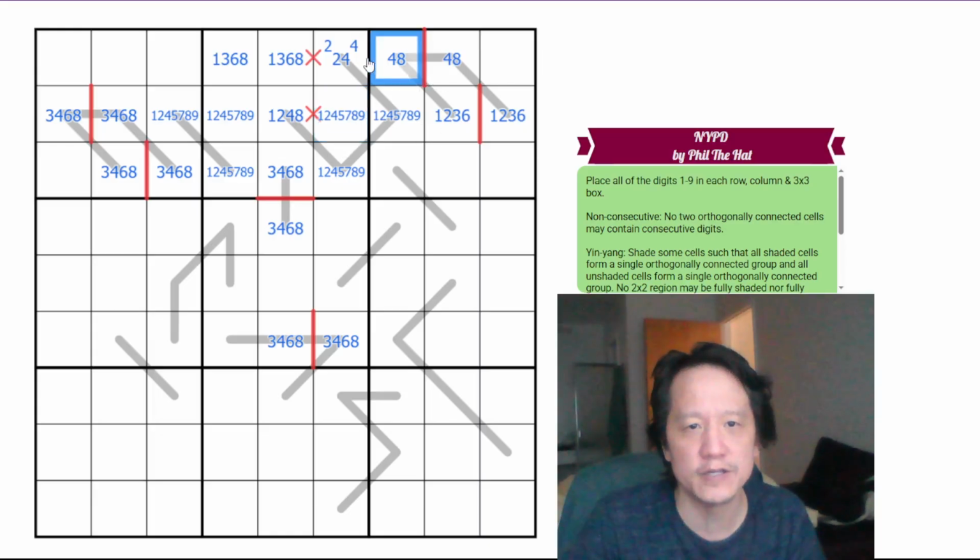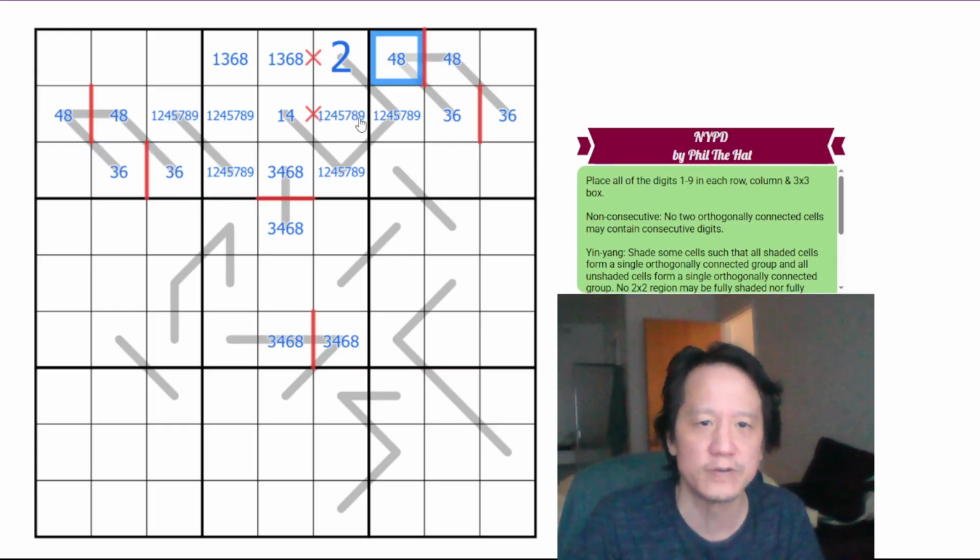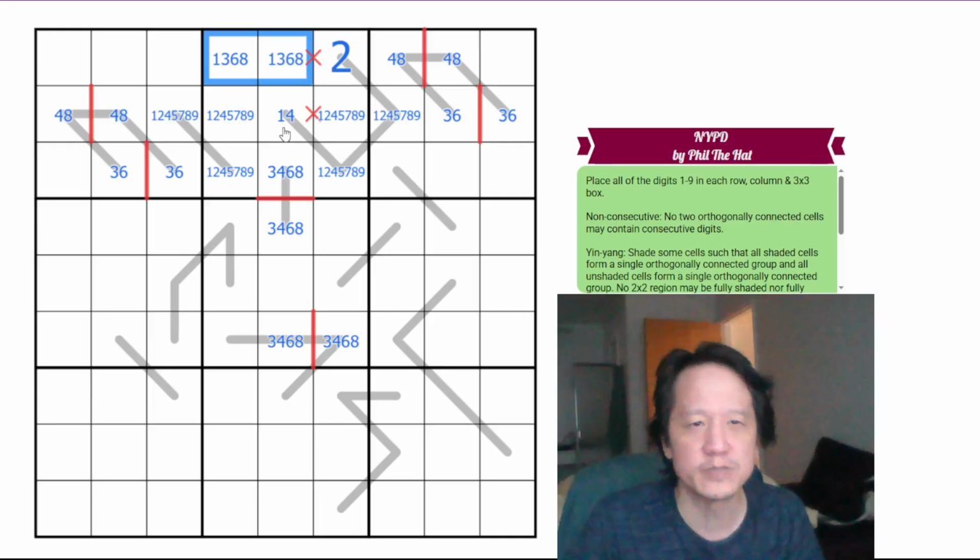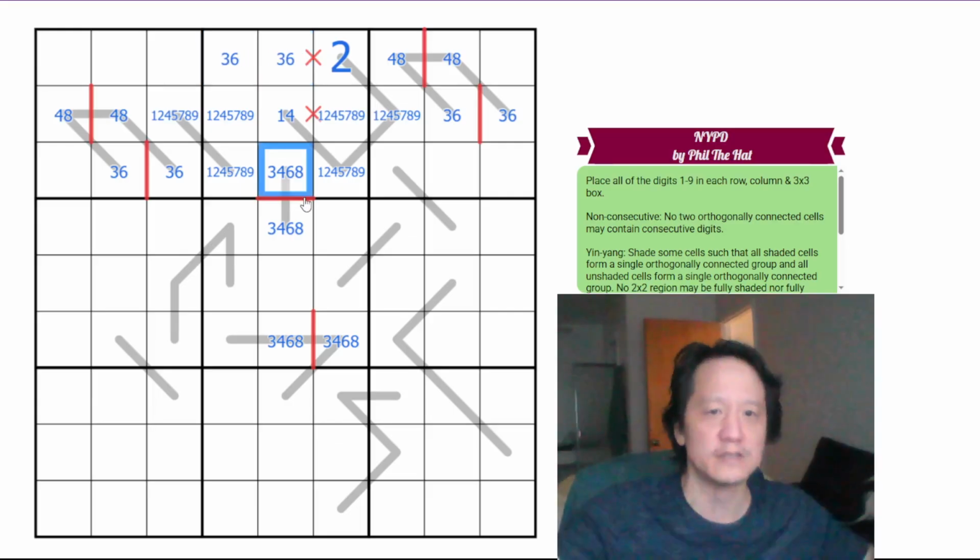This is 4, 8, so this can't be 4. This is 2. That means this can't be 2. This could be 1 or 4. This can't be 1, 2, so it's 3, 6. This can't be 3, 6, so it's 4, 8. This can't be 4, 8, so it's 3, 6. There we go. This must be a 3, 6 pair here. Oh, man, that made things so much easier.